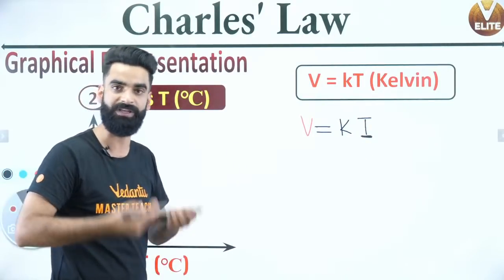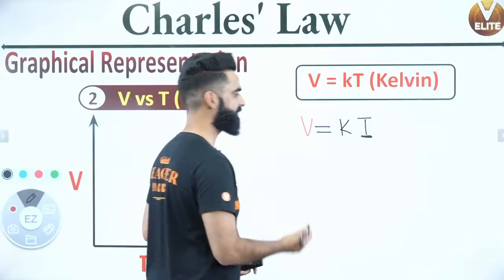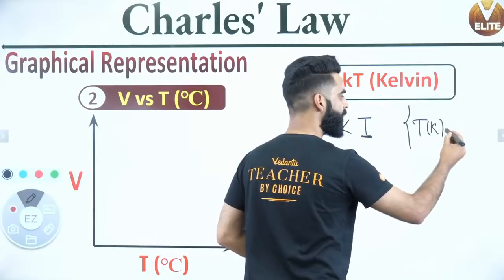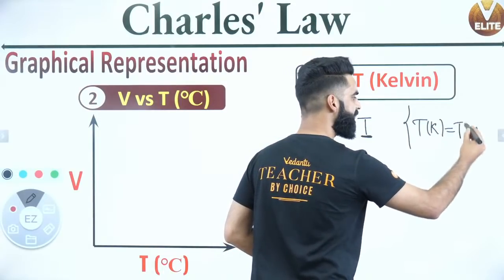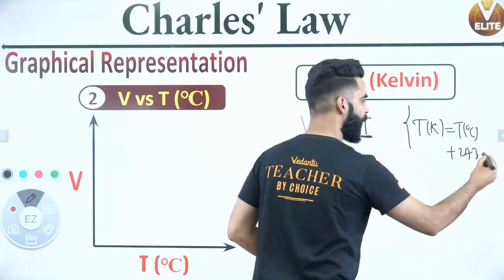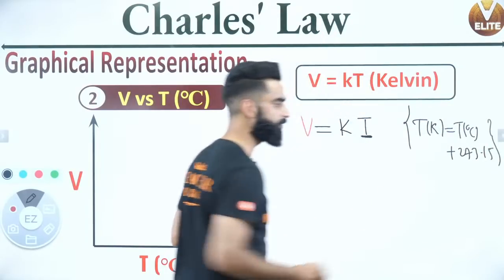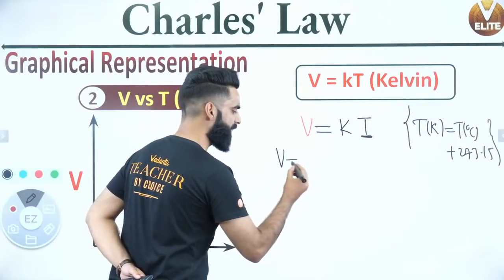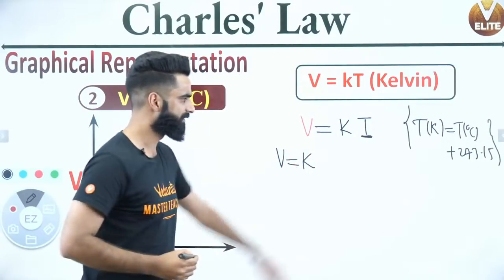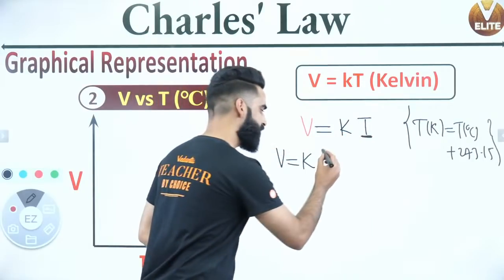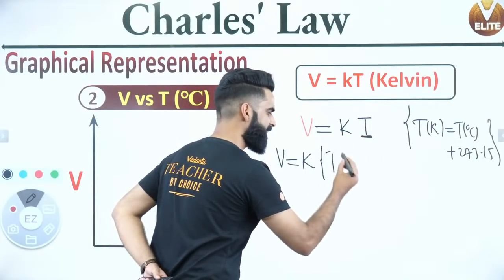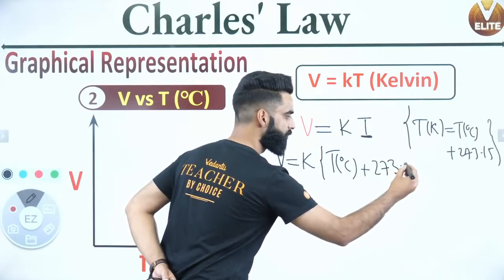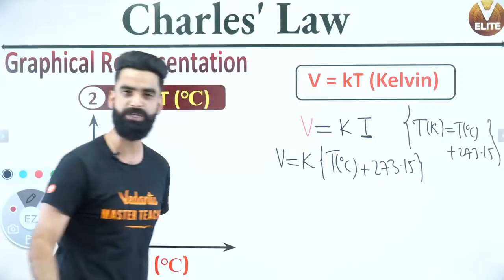I have already given you the relation in the last session: temperature in Kelvin is always equal to temperature in degree centigrade plus 273.15. Now have a look. I'll write V is equal to K multiplied by temperature in Kelvin. Instead of temperature in Kelvin, I can use temperature in degree centigrade plus 273.15, correct?